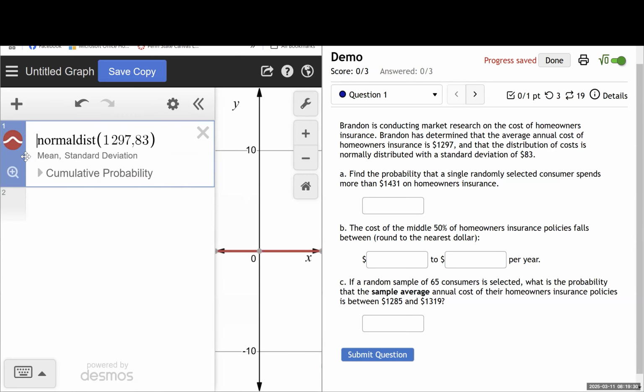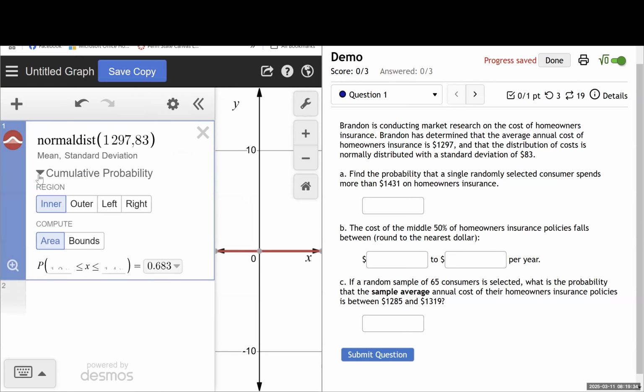So with that in mind, let's define our normal distribution with the parameters that were given. And we are looking for, as we saw, a right-sided probability. That's what a greater than probability is, represented by the area to the right of the value. And we are computing the area. The area is what we want because the area represents the probability.